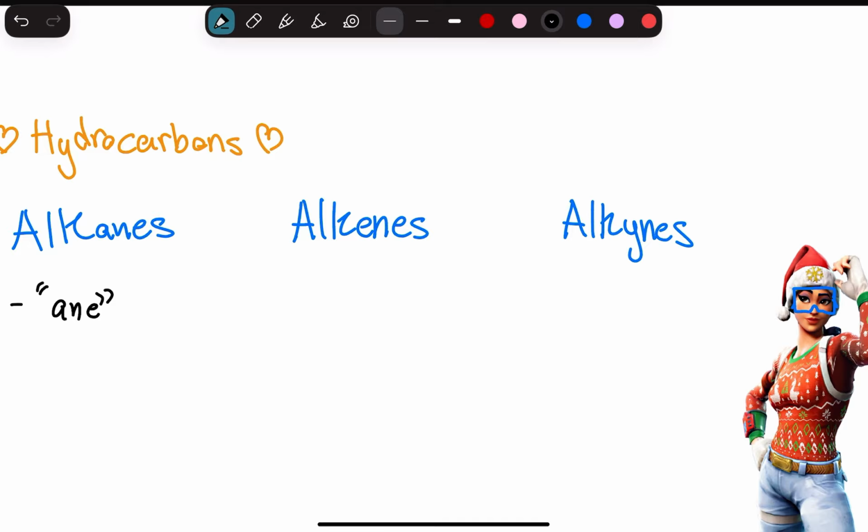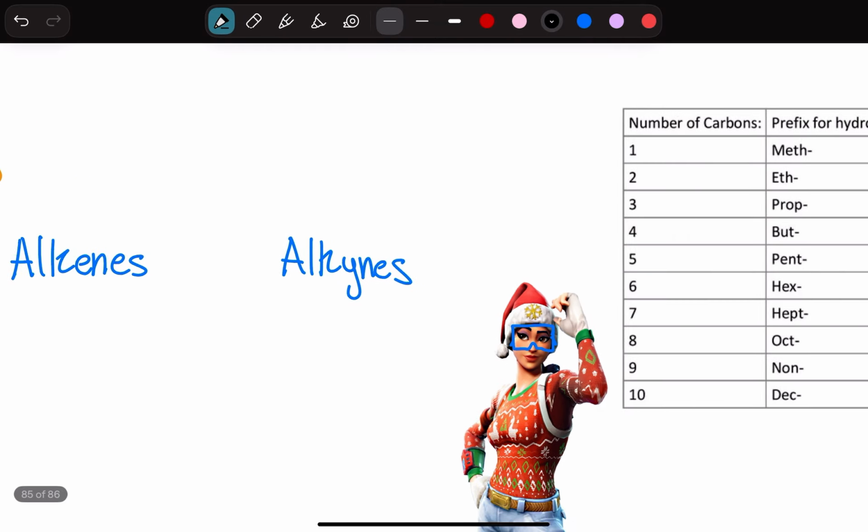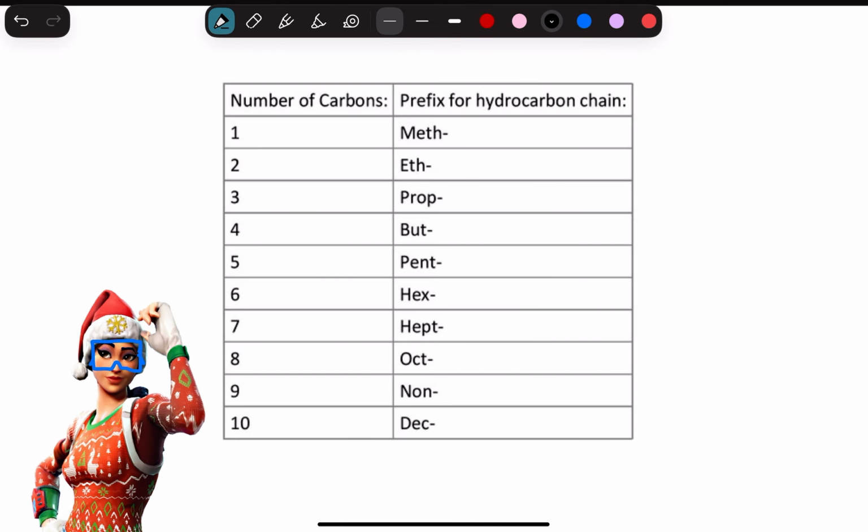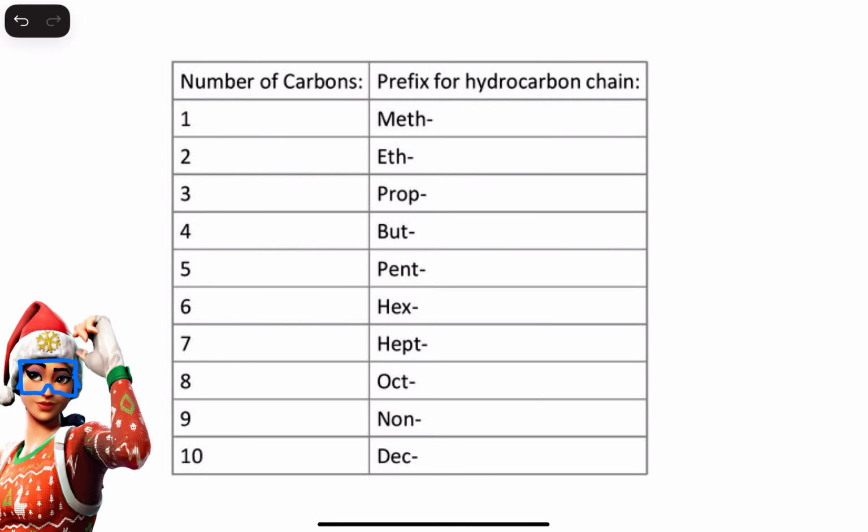It also uses the Greek prefixes to name the carbon chains, depending on the number of carbons. So we have them right here. Basically, depending on the number of carbons you have in a chain, it's going to be associated with a prefix for that chain. So if you have 1 carbon, it would be meth. 2 carbons, eth, and then you just keep going down that line.